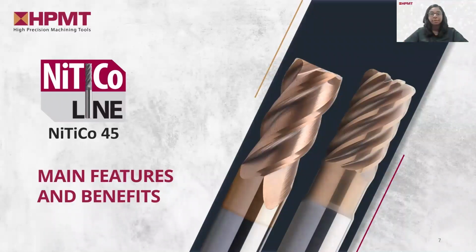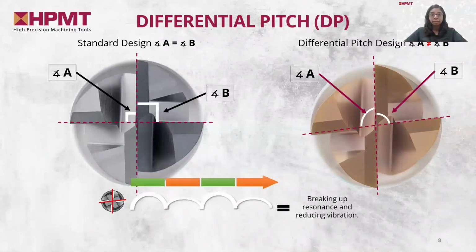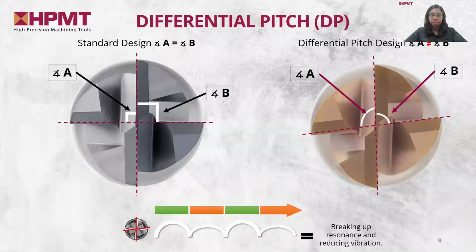Hi, everyone. I'm Nisha from Product Management. We'd like to explain the main features and benefits of our hero product for today, NiTiCo45. Features and benefits are very important criteria to further enhance the tool's performance and efficiency in machining operation. As you can notice, the figure on the left has equal pitch and the figure on the right has differential pitch. The first feature in this NiTiCo45 will be the differential pitch, known as DP.